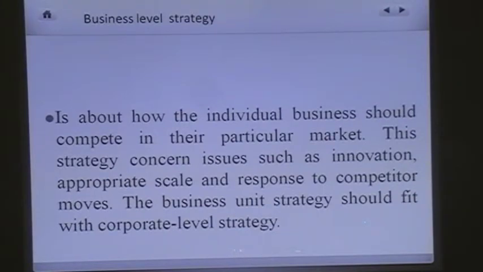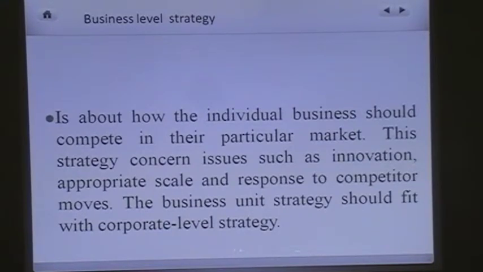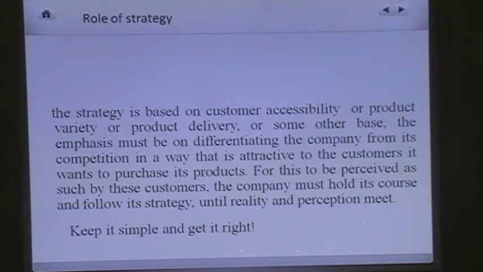The strategy concerns issues such as innovation, scale, and response to competitor, they actually don't fit into the business level strategy. A business level strategy is basically looked at when you are running the operational side of things for a particular business in a particular geography. And the main 3 things which don't correlate directly to business level strategy are the scale and the response to competitor, which basically are a fit in corporate level strategy.